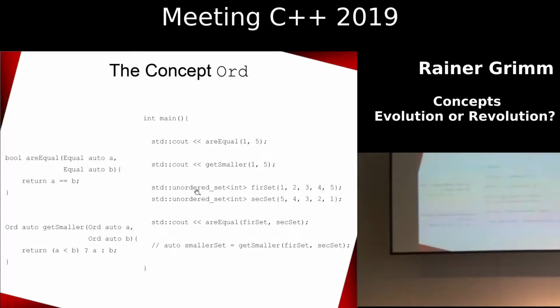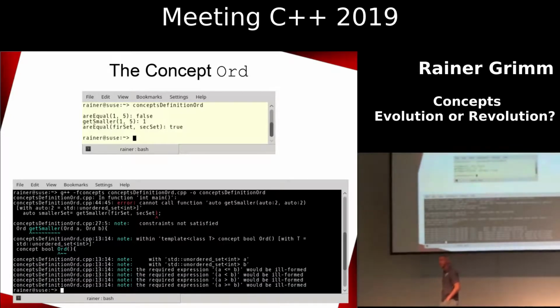But now I use something which gives a hint because of the name. It's called unordered set, which of course doesn't support ordering. When I invoke isEqual, it would work. This would go. But when I invoke getSmaller, it would not work because an unordered set has no idea of ordering. And this is what I get. The first case is a good case. And the second case is in which I used this unordered set. And here you can read it quite well. The required expression would be ill-formed. So this is the entire error message. And the reason was you cannot order an unordered set, of course.